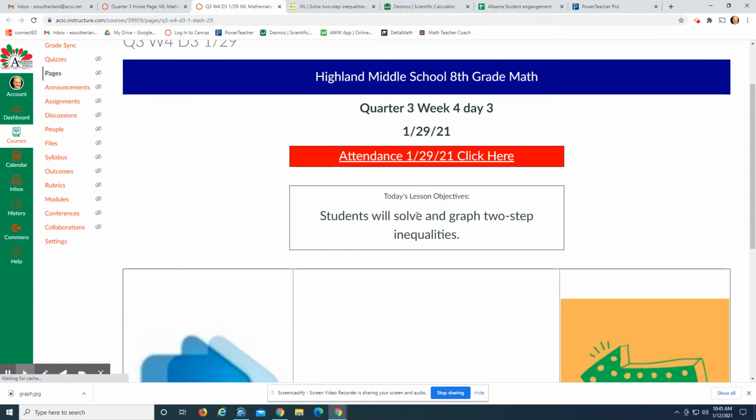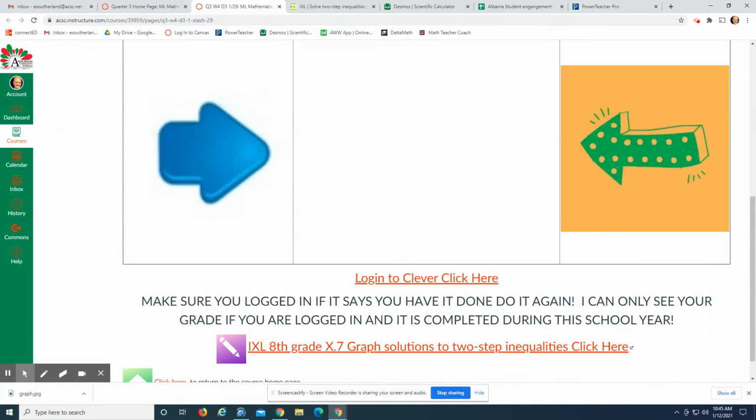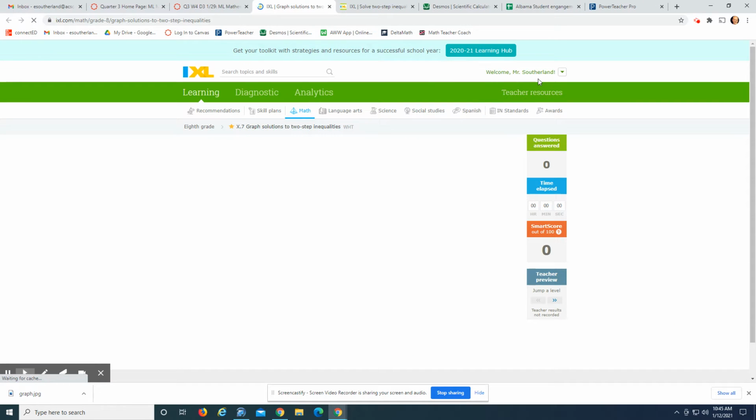Today's goal is that students will solve and graph two-step inequalities. We solved two-step inequalities yesterday. Now we're just going to work on graphing them. Make sure that you log in. Once you're logged in, you can click on the link. Make sure your name is in the corner. Otherwise, I will not get the assignment.